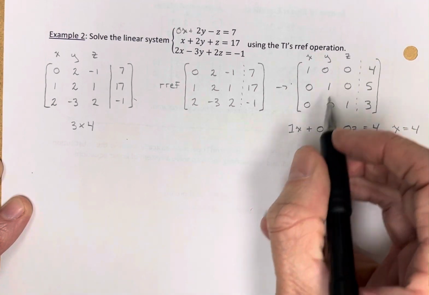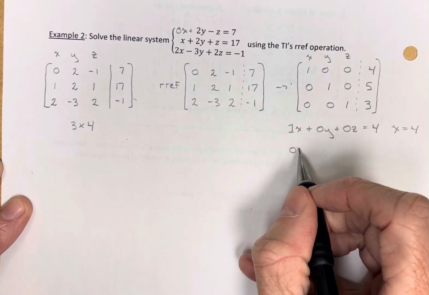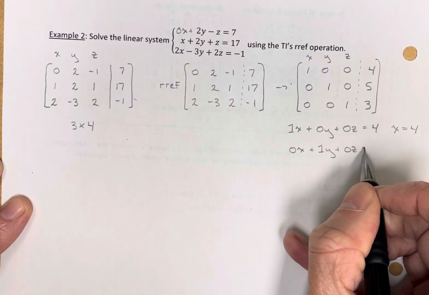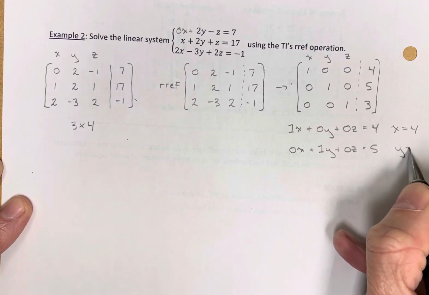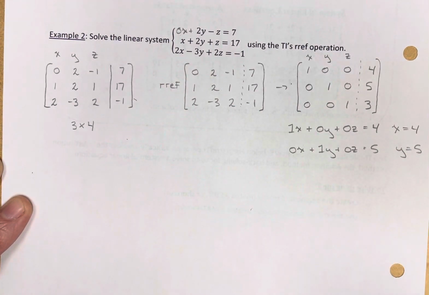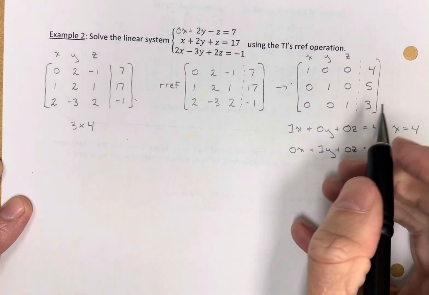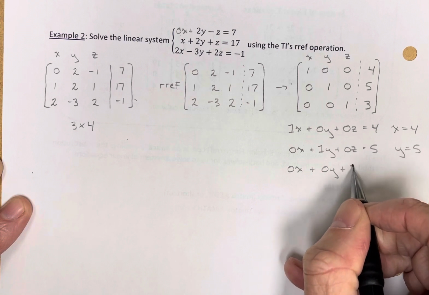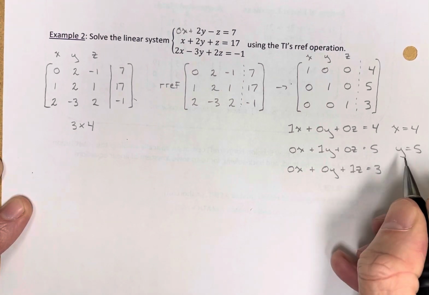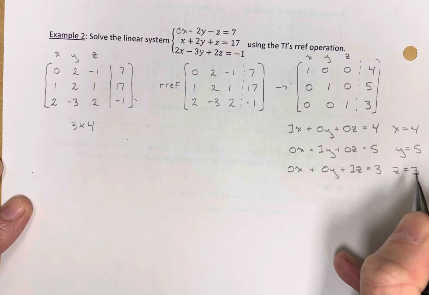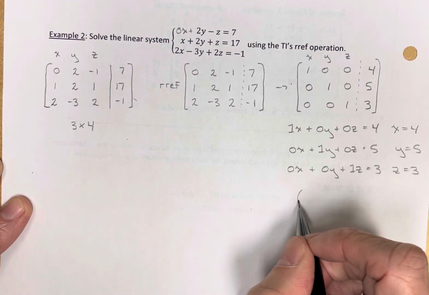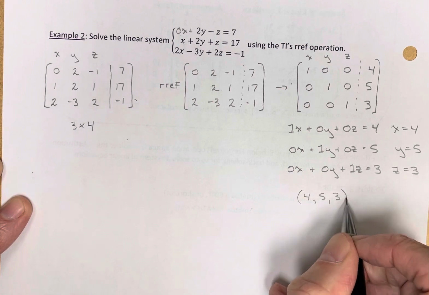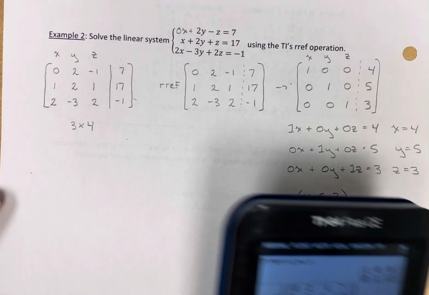The second row tells me I have 0Xs plus 1Y plus 0Zs is equal to 5. Well, that means Y is equal to 5. And then finally, the third row, 0Xs plus 0Ys plus 1Z is equal to 3. So that means that Z is equal to 3. And so I have a solution. It's an ordered triple. X is 4, Y is 5, Z is 3. Okay, let's do that again.